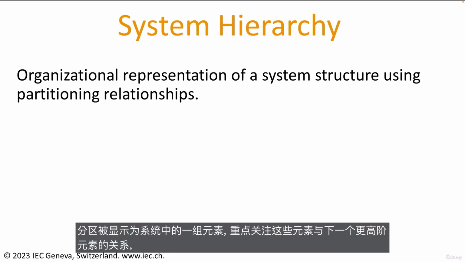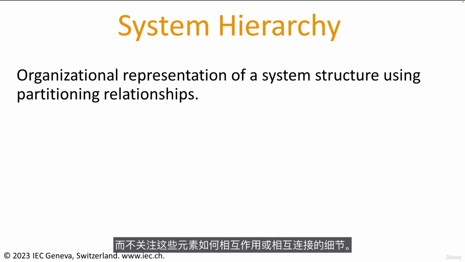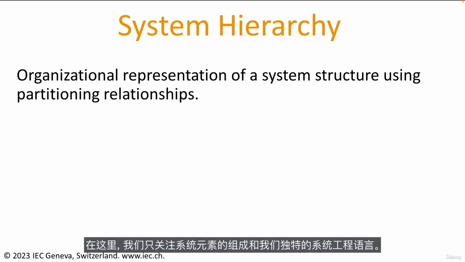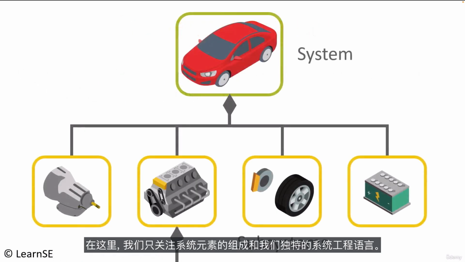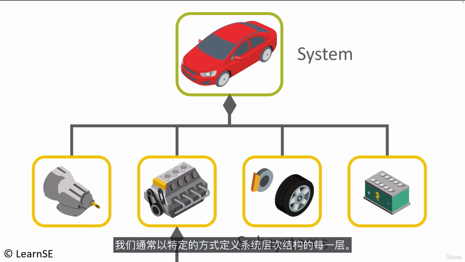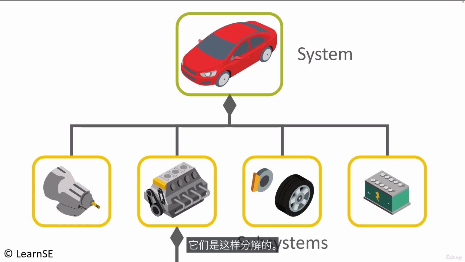Partitioning is displayed as a set of elements within a system, focusing on the relationships of those elements to the next higher order element, while not focusing on the details for how those elements interact or interface with each other. Here, we're merely focused on what the system elements are composed of. In our unique systems engineering language, we define each layer of a system's hierarchy a particular way. In general, here's how they're decomposed.